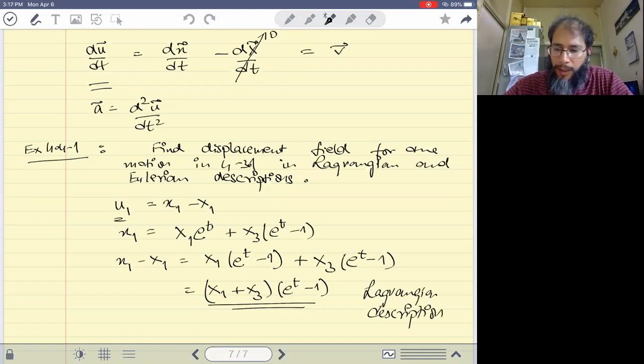Now, as I said earlier, for the Eulerian description, all you have to do is go back, find the chi-inverse function and write capital X1, capital X2, capital X3 in terms of small x1, small x2, and small x3. Okay, that will give you the Eulerian description of U, or the displacement field.